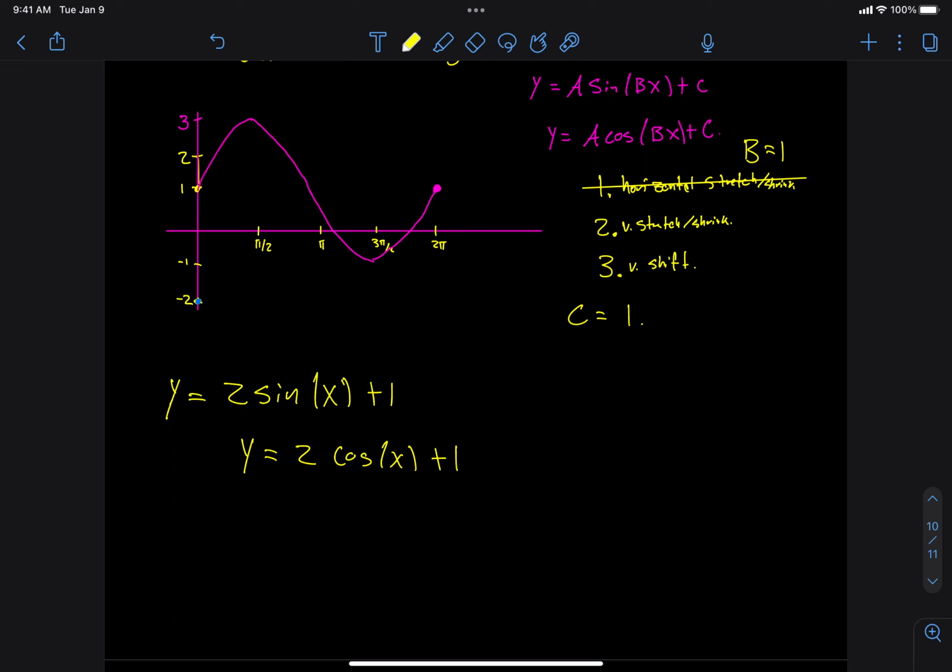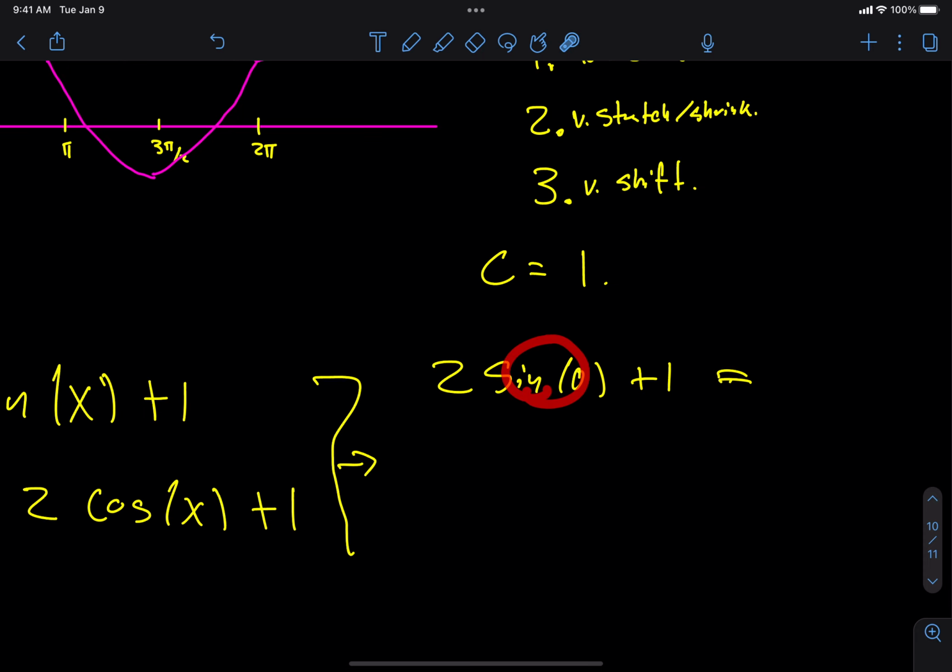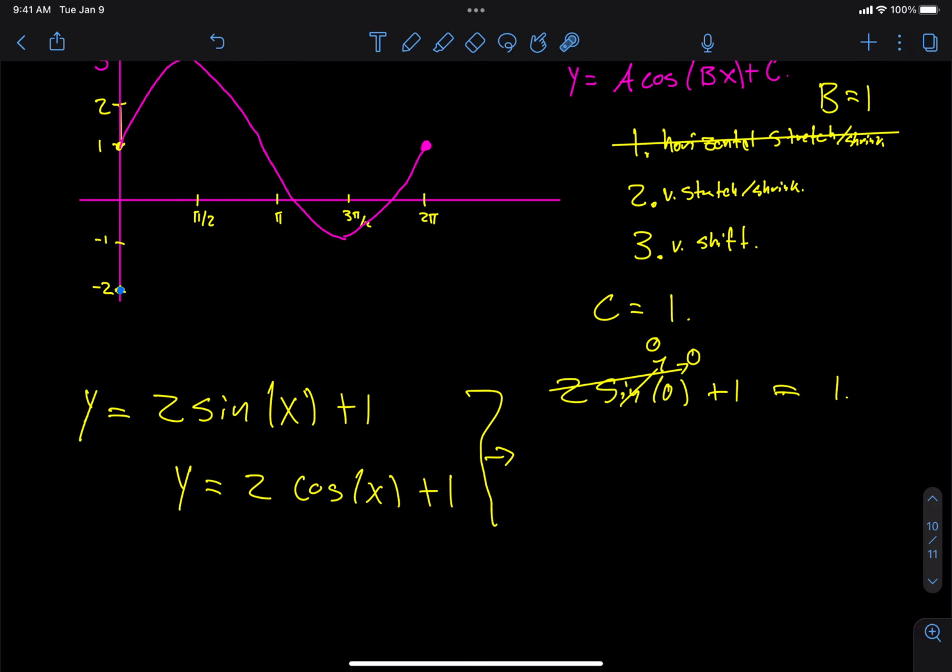And let's say that you don't remember what they're supposed to look like. Here's what you can do. Just try plugging in. If I do 2 times sine of 0 plus 1, what do I get? Sine of 0 is 0, so this whole thing is 0, and I would get 1. So if this is the correct formula, then when I plug in 0, I should get 1, which I do see is true, right?